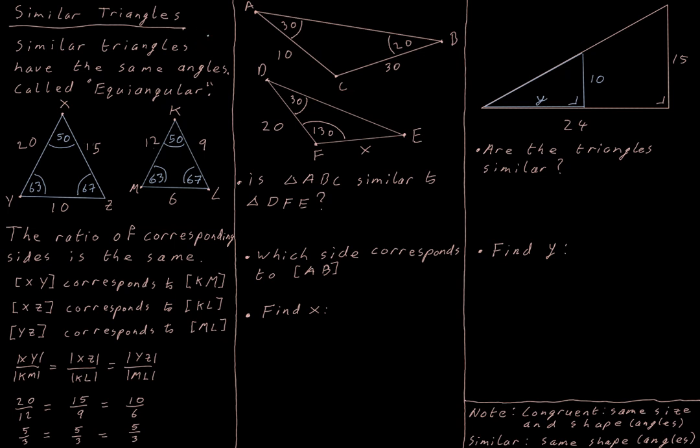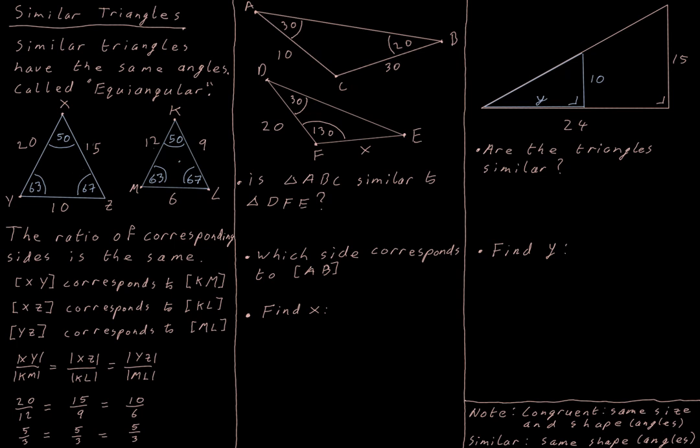Hello. Now we are going to have a look at similar triangles. So similar triangles means that we have two triangles that have the same angles in them. Another name for similar triangles is equiangular triangles, where we have equal angles. So equiangular. If we look at the triangle XYZ and the triangle KML, are they equiangular?